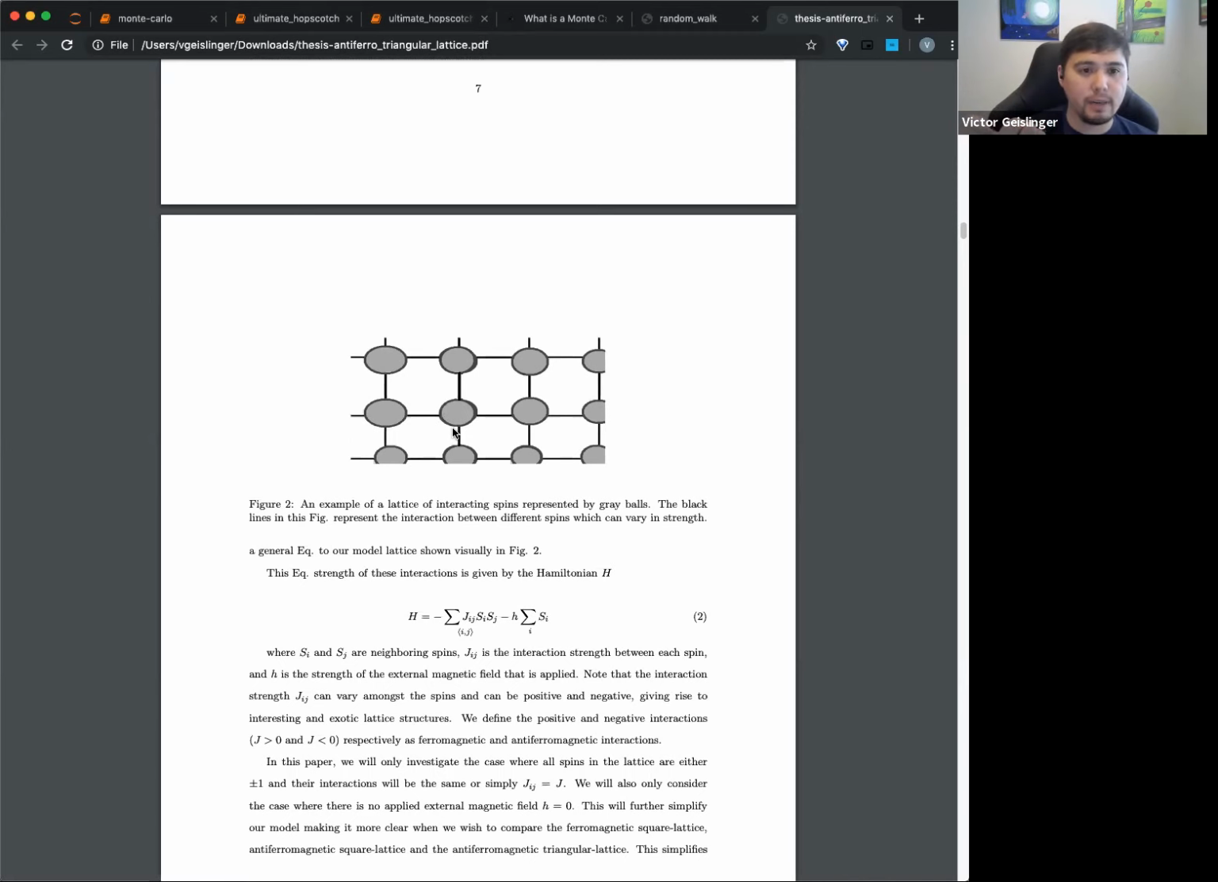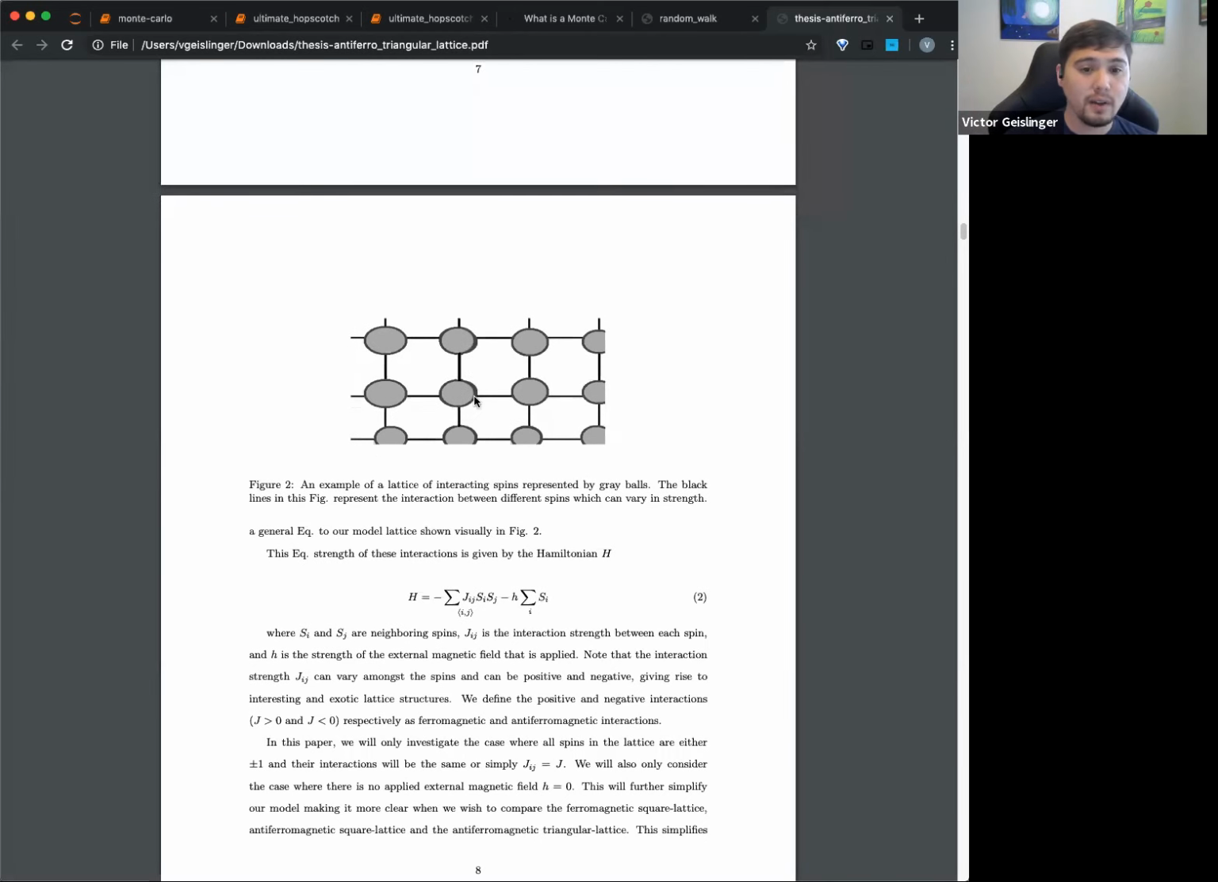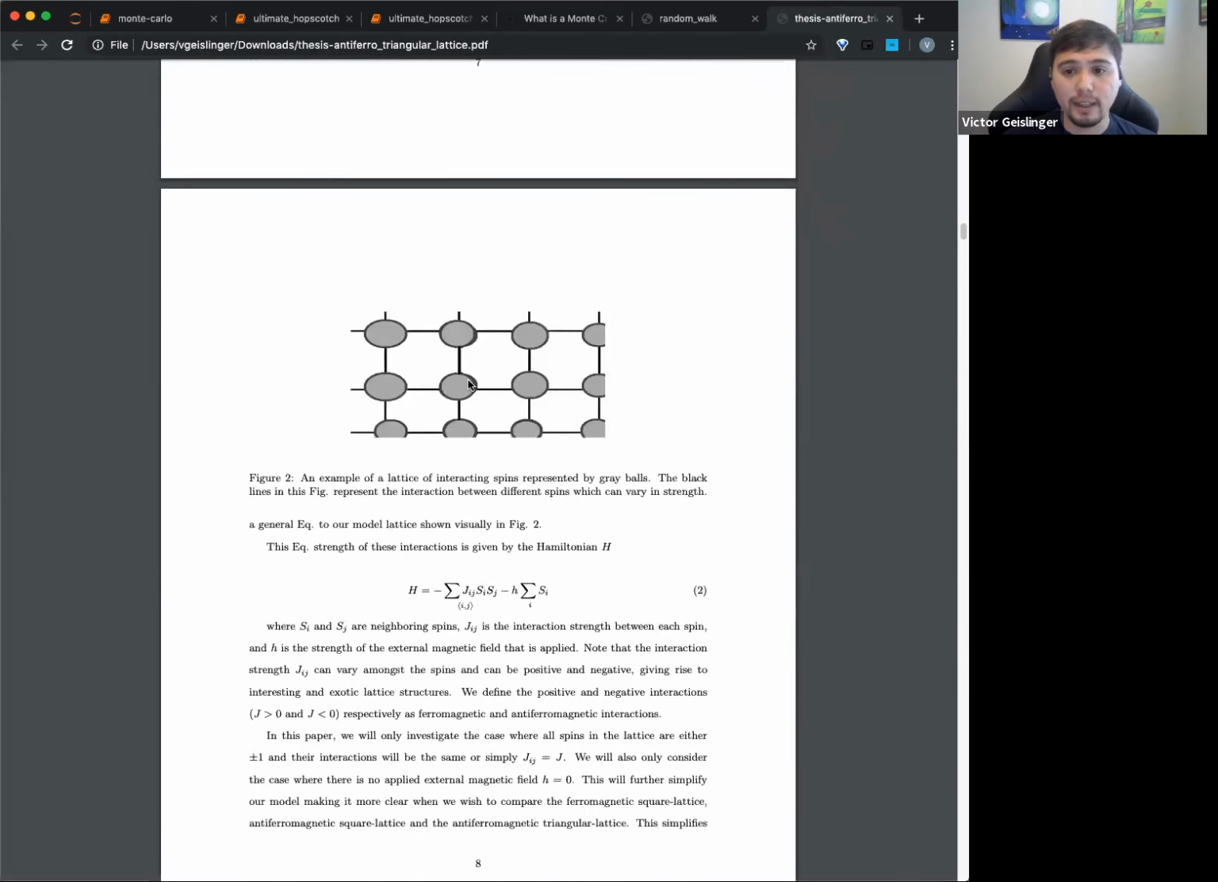Or if they're antiferromagnetic, it means they want to point in the opposite direction. So one thing you might want to ask is: if we set the temperature, what's the likelihood of them all of a sudden flipping so they're all pointing in the up direction? This is called a phase change. If you have a square lattice like this, they all tend to want to point in the same direction, or if they're next to each other, they want to flip each other over.